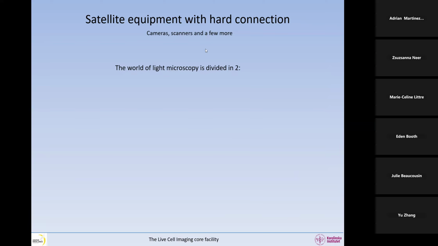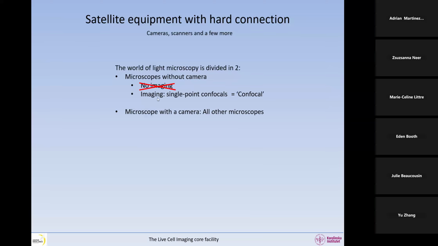So the satellite equipment, which is attached with hard connection to the microscope body, can be cameras, scanners, and a few more. So I want to remind you that the world of microscopy is divided into the microscope without a camera at all, and they cannot do any imaging. We don't care about those in this course, okay? We're only concerned with microscopes where we can actually acquire images. But we can have microscopes without cameras that can do imaging, and these are single point confocals. So that's what we call confocal. Otherwise, we can have microscopes with a camera, and these are all the other microscopes, okay?